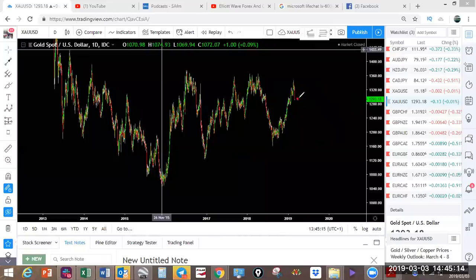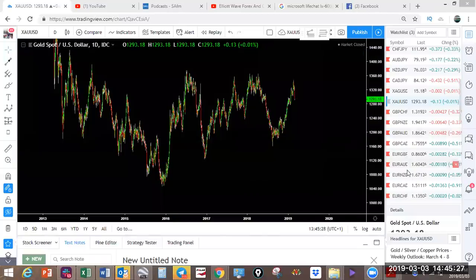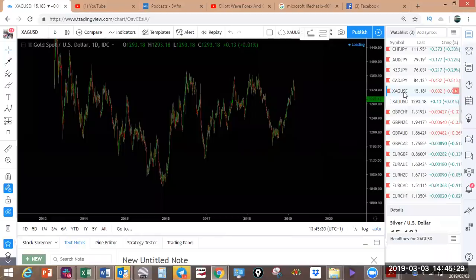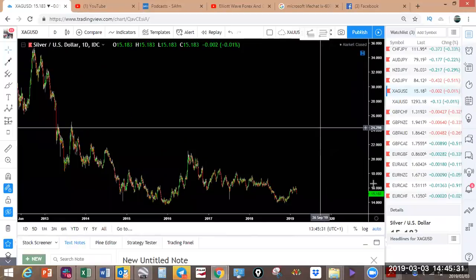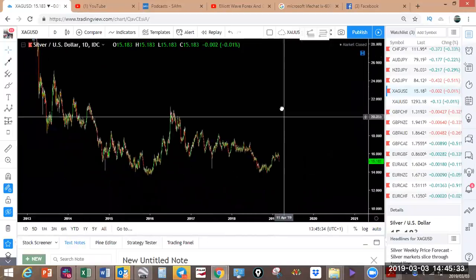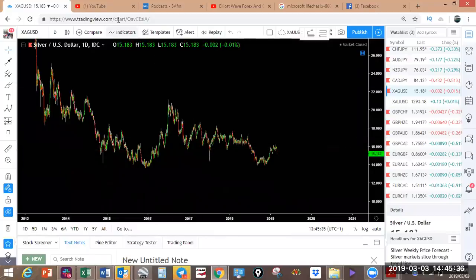If you're going to get this one to correct, do that and push higher, then our triangle is still going to be valid. It's still going to be valid. So let's watch and see what happens. Silver. Silver, let's switch on here.